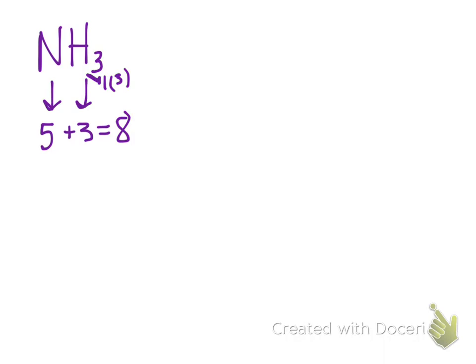Okay. So which of these should be our central atom? Hydrogen or nitrogen? Nitrogen, right? And then we say build our skeleton. So step 2 is build our skeleton. Nitrogen goes in the center, and then we spread the 3 hydrogens out evenly around that.